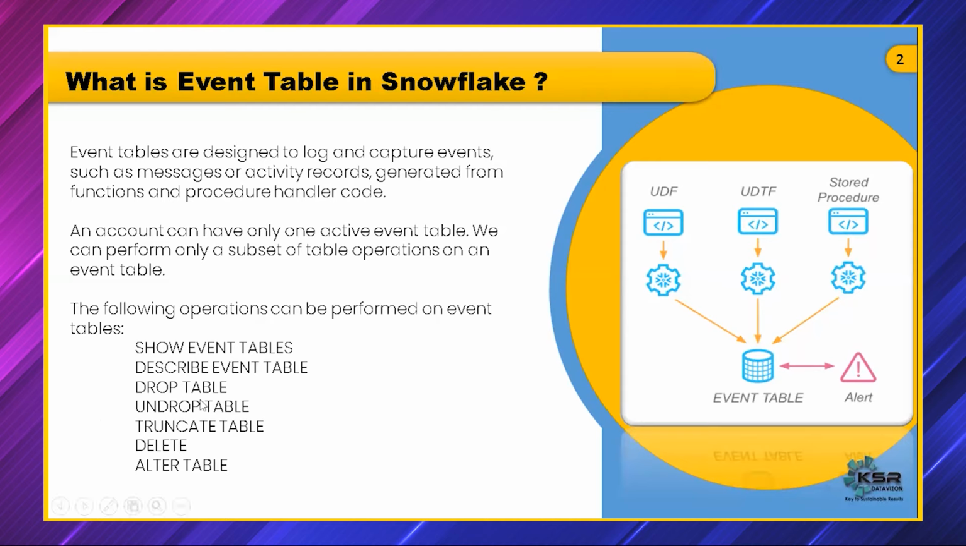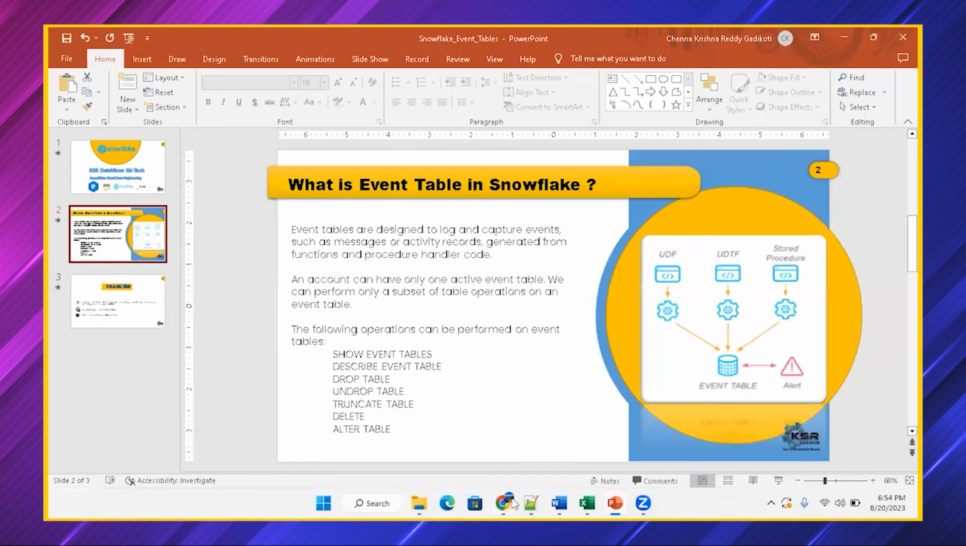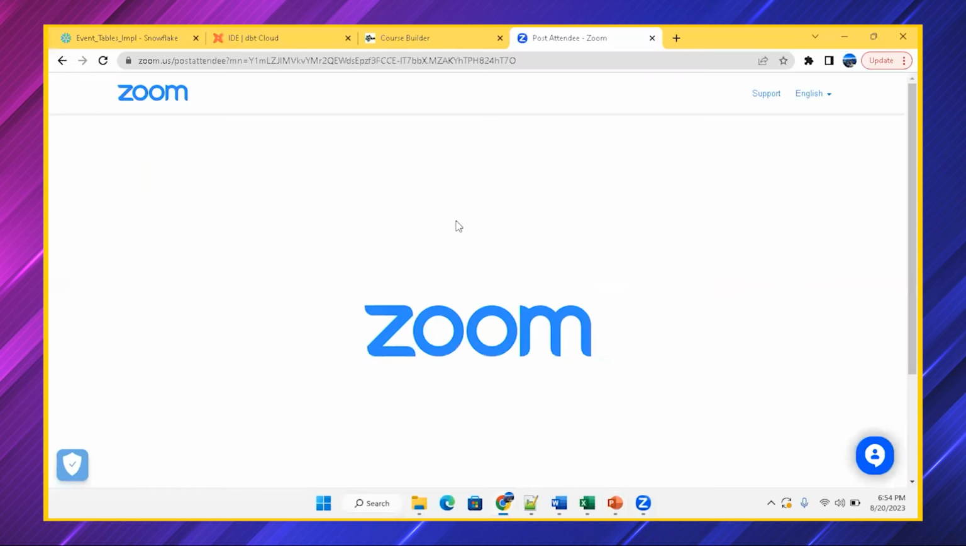Okay, we can drop the table and undrop the table. That is like time travel, which you can do. You can set a clustering key on top of it. As I said, you can truncate the data, delete the data, and alter the table as well. Okay, so now we understand the purpose of the event table and how it is going to help us compared to the legacy mechanisms we were following. I'll quickly walk through the demo here and we will understand how to implement that.